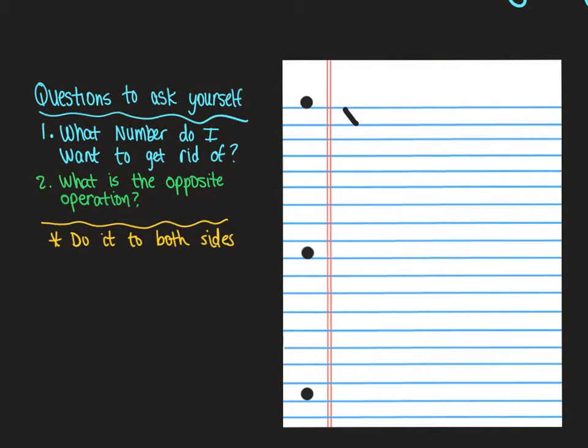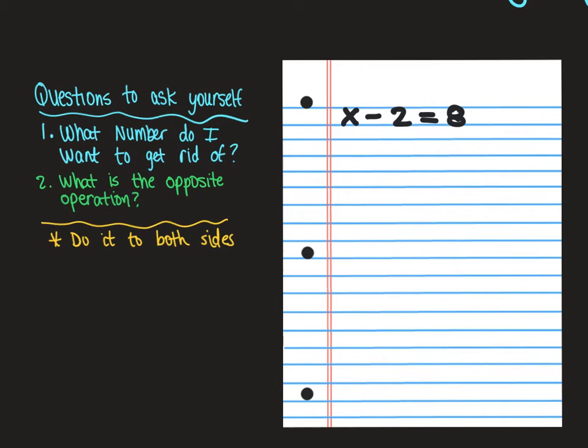So let's say I had X minus 2, and that equals 8. Okay. My first question is, what number do I want to get rid of? Well, right now, X is attached to this guy. So I want to get rid of this 2. I don't want this 2 anymore. I don't want to subtract 2 anymore. I want X all by itself. So I've answered question number 1. I want to get rid of the 2.